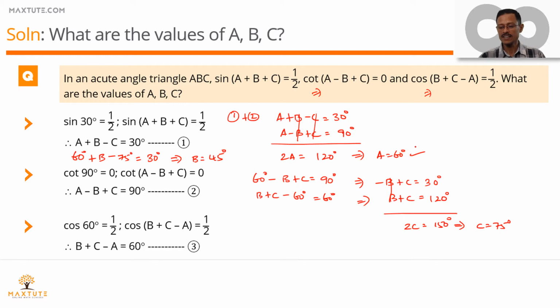So what are the values? A is equal to 60. B is equal to 45. And C is equal to 75.